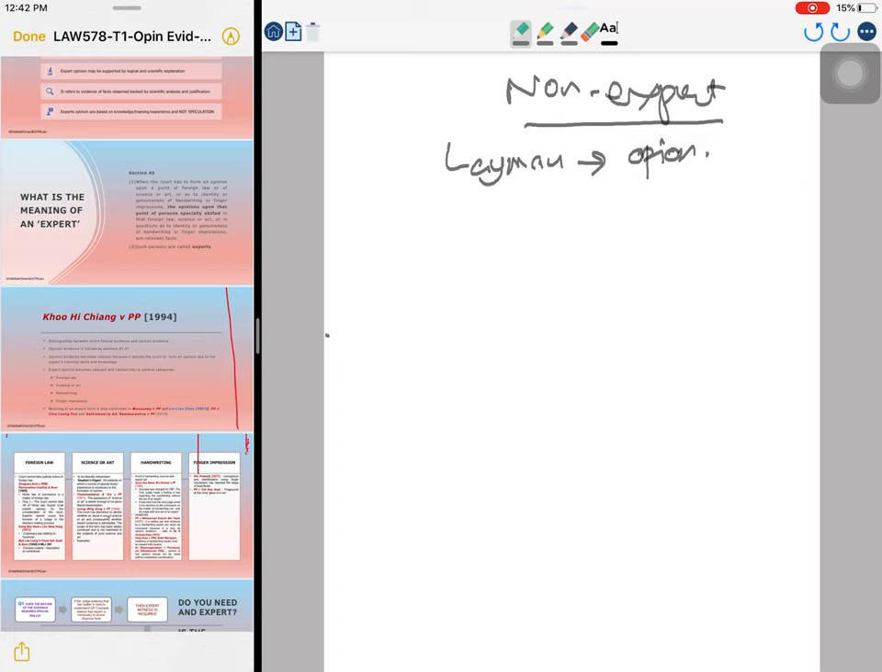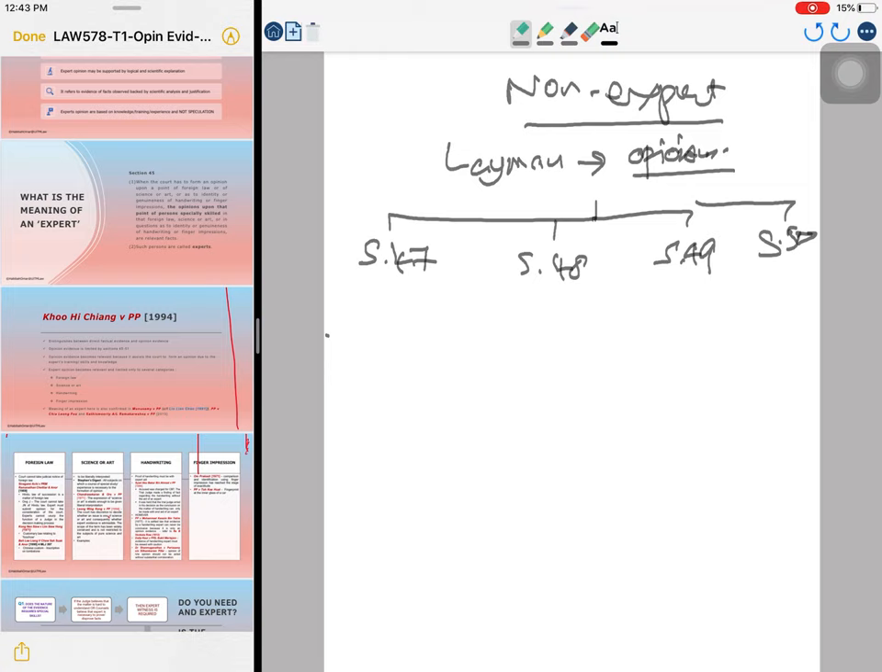His view. Remember, if a layman is to give evidence in court, it has to be evidence of fact that he perceived. But in this situation, a layman here is giving evidence of opinion. As a general rule, it is not allowed. But a layman's opinion evidence can be allowed if it falls under the situations in Section 47, Section 48, Section 49, and Section 50. This is limited to a layman giving non-expert opinion. Now let's look at Section 47.